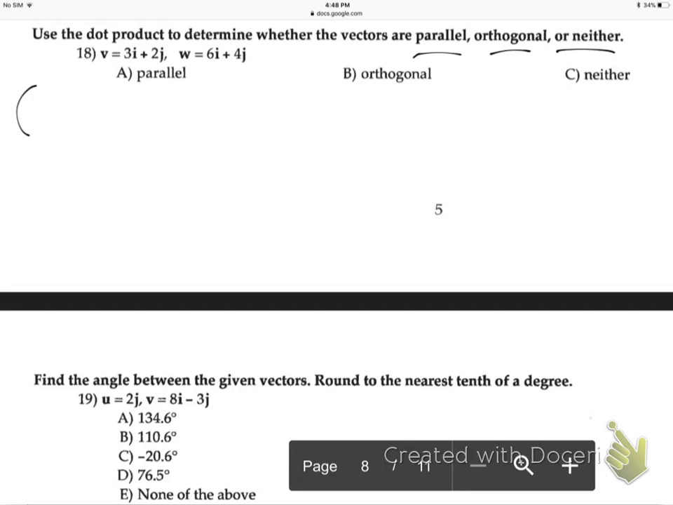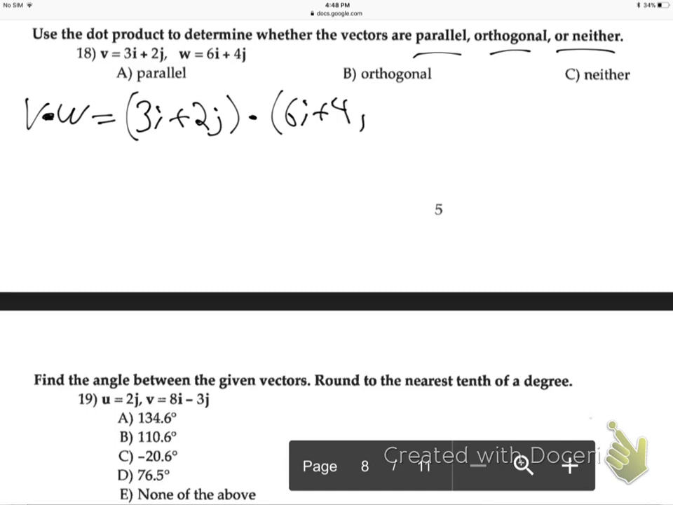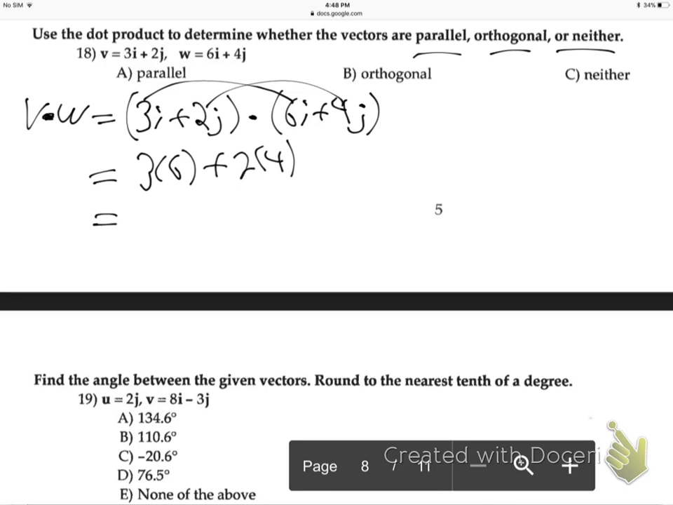I can tell they're parallel already, but let's go ahead and dot it. Remember the dot product: you take 3i plus 2j dotted with 6i plus 4j. You multiply the i with the i, 3 times 6, and add the j with the j. You remove the i's and j's, just multiply the numbers in front of i with i and the numbers in front of j with j and add them up. 18 and 8, that's 26.